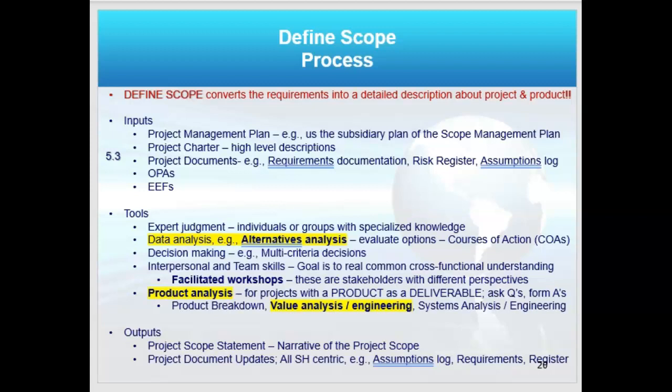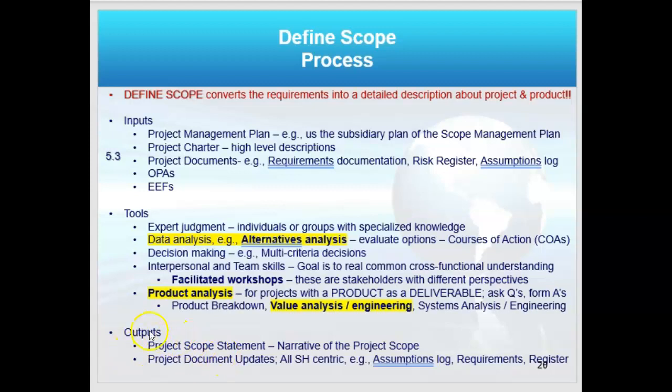One form of data analysis is alternatives analysis. What other options do I have? Courses of action besides the one I'm taking. Now is the time to assess it. You also want to do product analysis, right? You want to break it down, do some value analysis or value engineering. How can I streamline it, improve it, tighten it up, make it better?